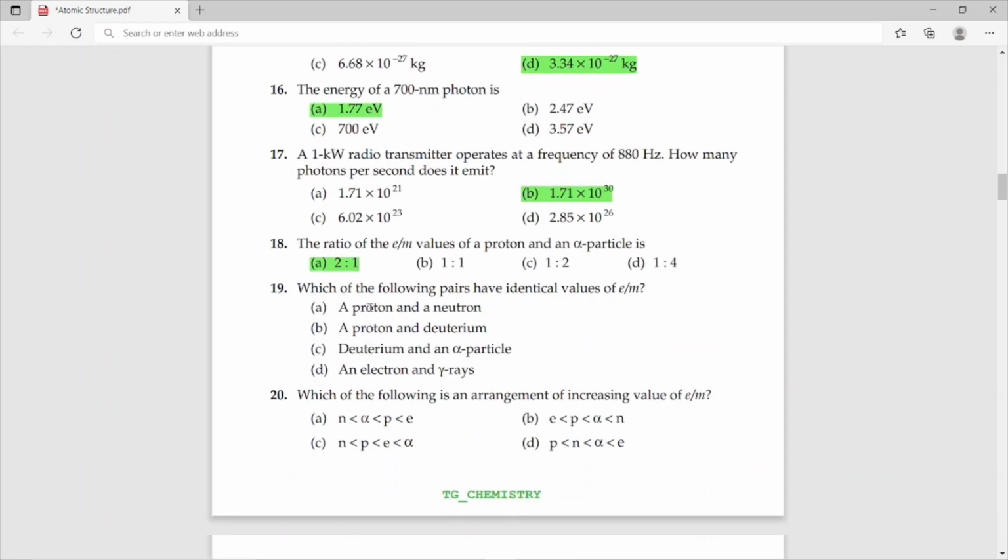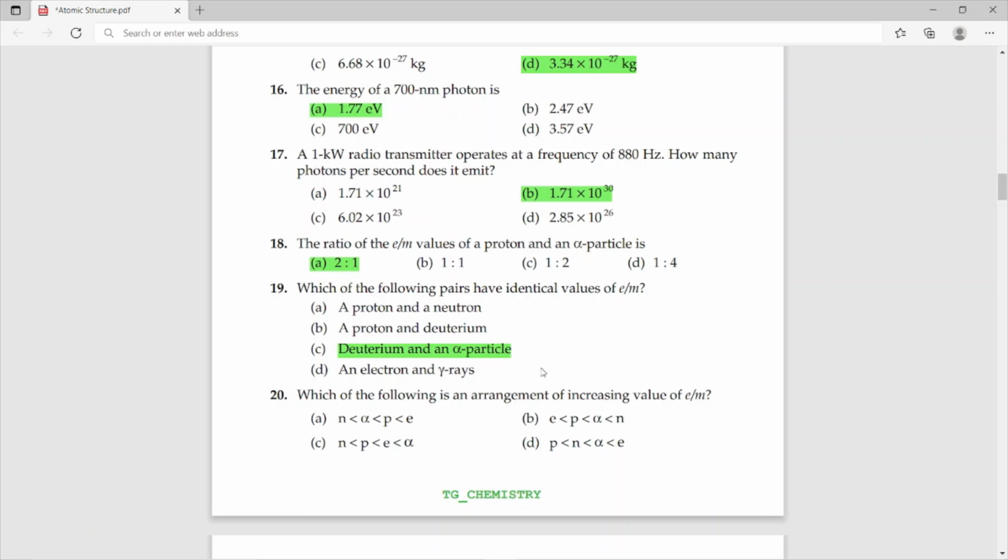The ratio is 2:1. 19th is, which of the following pairs have identical values of e/m? So the right answer for this one is option C, deuterium and an alpha particle. So these have identical values of the e/m ratio.